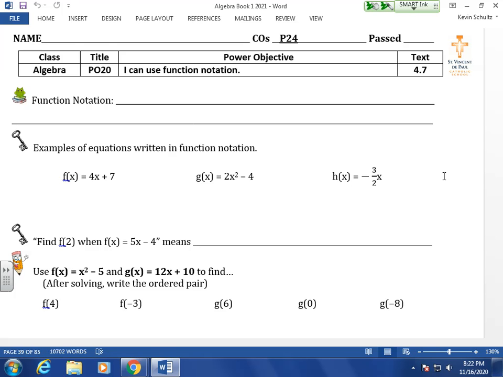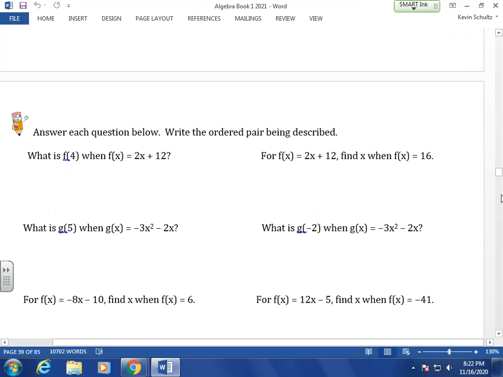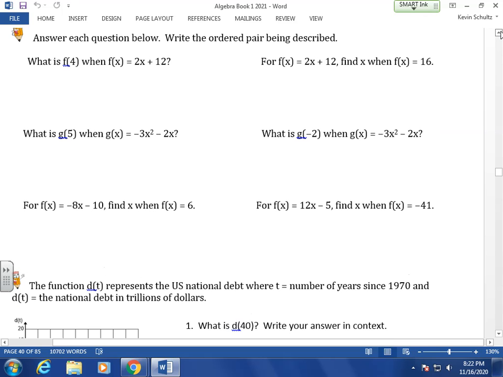That light bulb, once it goes off, you've got to be ready for it, so just give it a chance. We're going to start down where your homework began here. I forget which ones we did together. Maybe we did some together, maybe we didn't. But what is f of 4 when f of x equals 2x plus 12?